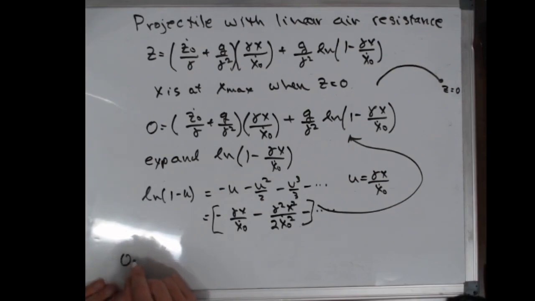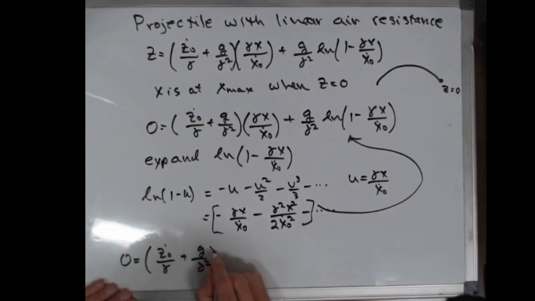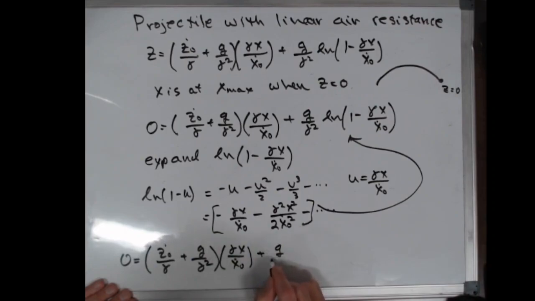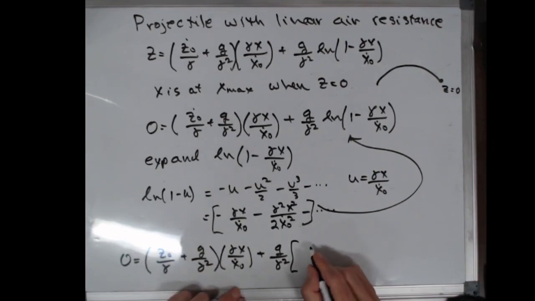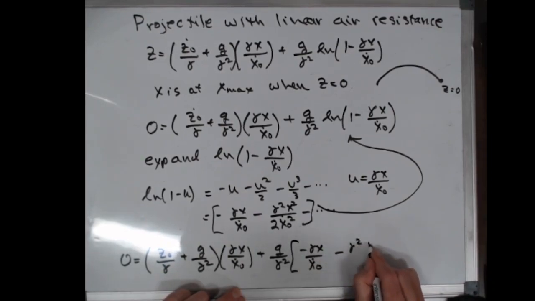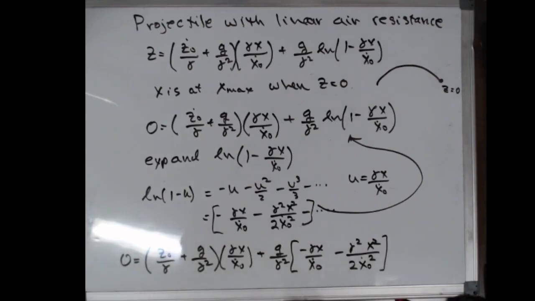And so we get 0 is equal to z naught dot over gamma plus g over gamma squared times gamma x over x naught dot, plus g over gamma squared times, what's in these parentheses here, minus gamma x over x naught dot minus gamma squared x squared over 2 x naught dot squared, like that.